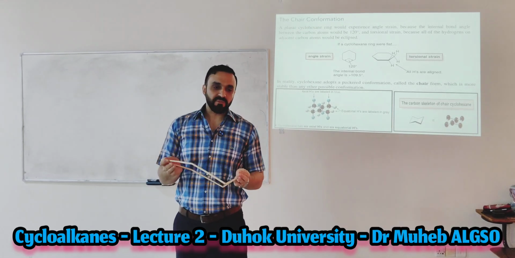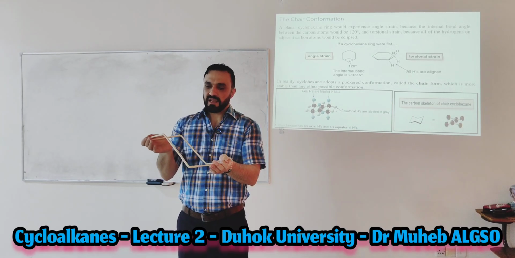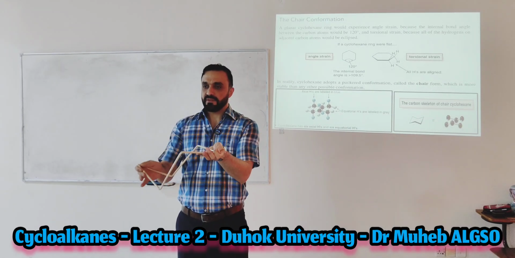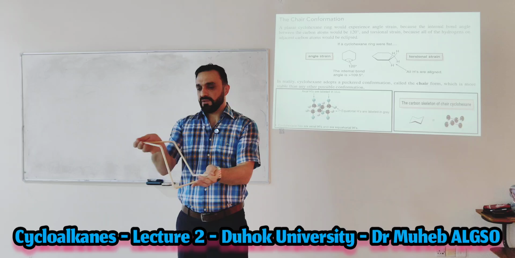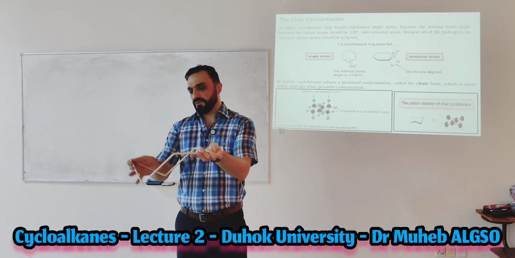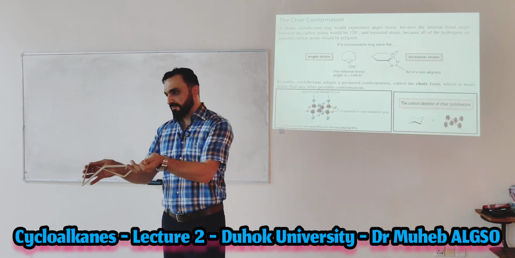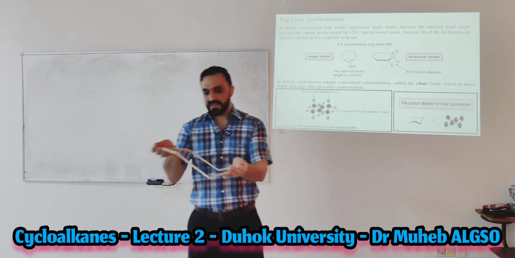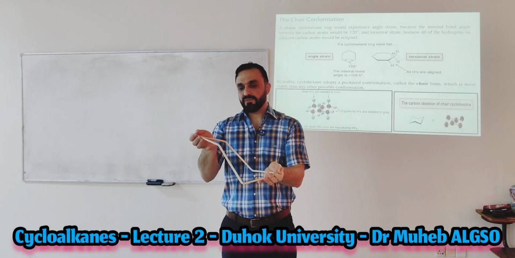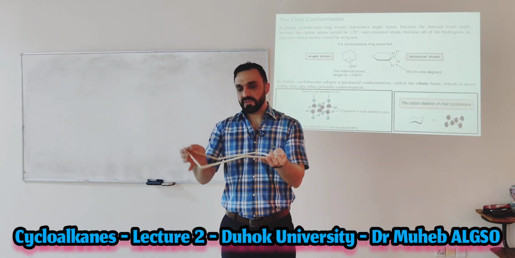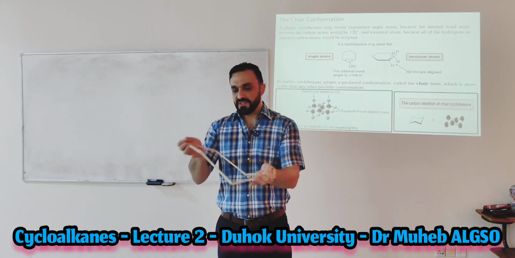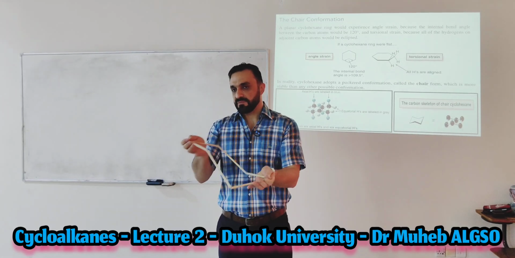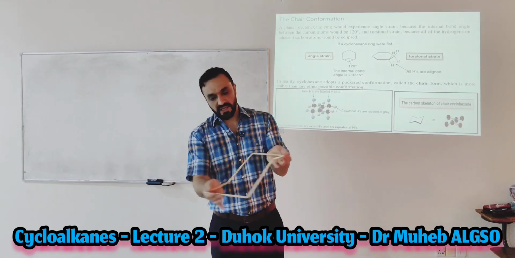And this chair form can be changed to another chair form like that. It will go to this other chair form, 1, 2. Do you understand? Is it clear for you? This is the two chair form conformations for the cyclohexane. It will interchange at room temperature, in normal conditions.